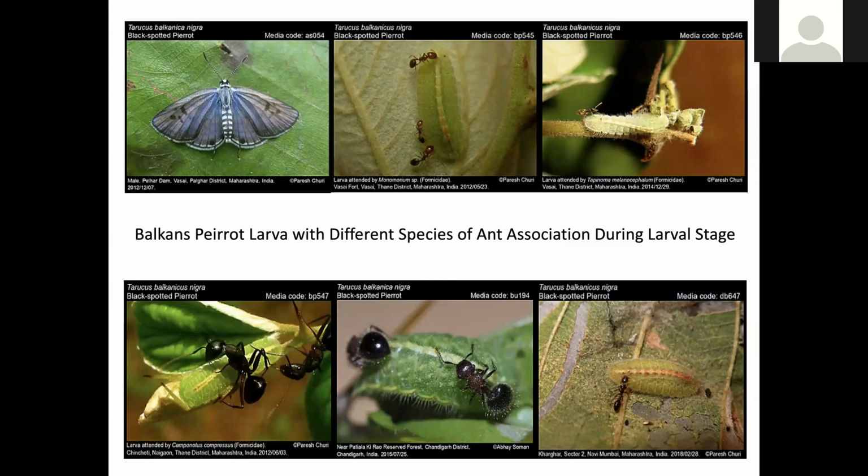So here you can see a few species of ants attending to the larva. And this was not photographed in one year. I took almost 6 to 7 years to document several ant species across India. So if you are documenting Indian butterflies, then you need to keep on studying. Even though it is a very common species, you need to find something uncommon. If you find such uncommonness, it will definitely boost your morale and help you study more and more in detail.